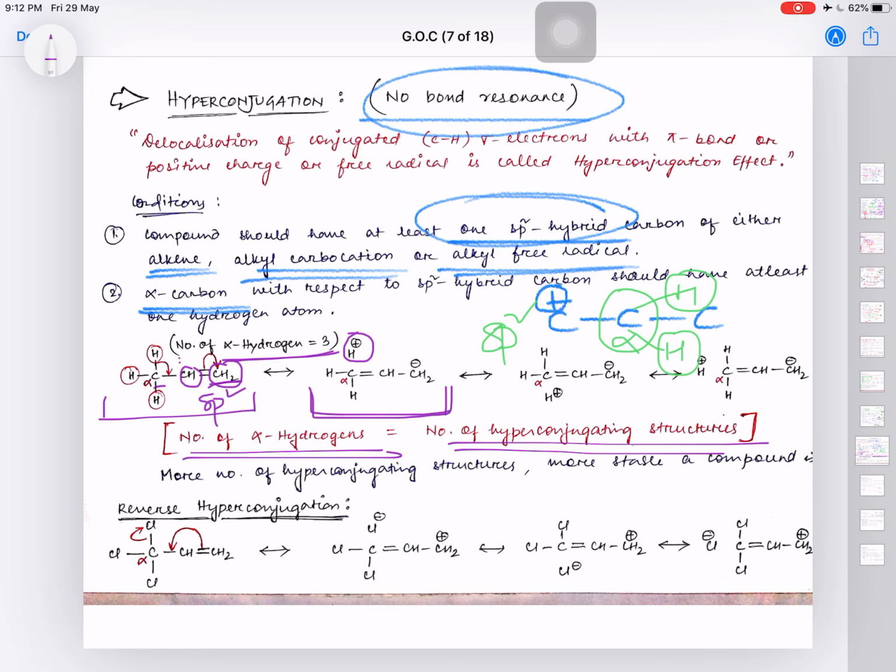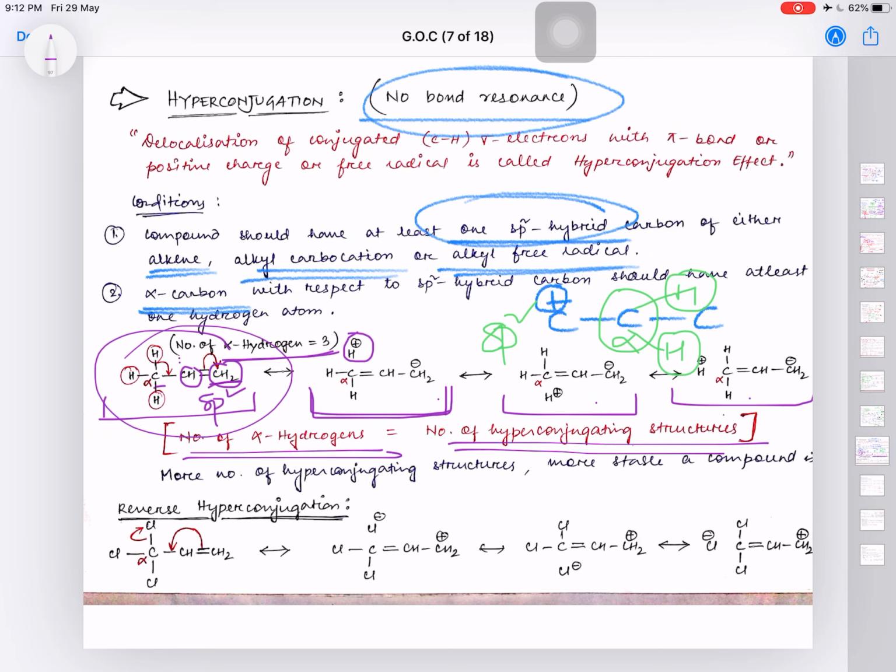Now see, you have three alpha hydrogens. In every structure one alpha hydrogen will donate its electrons, so you will get three structures. These are the three hyperconjugating structures that are possible for this compound. Now this is for hydrogen. If you have alpha hydrogens, then these structures are possible.